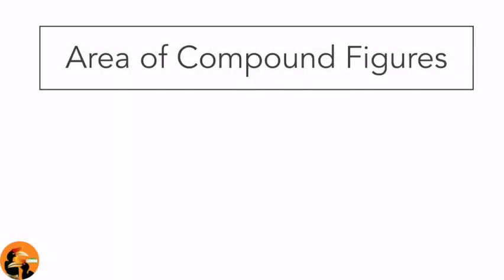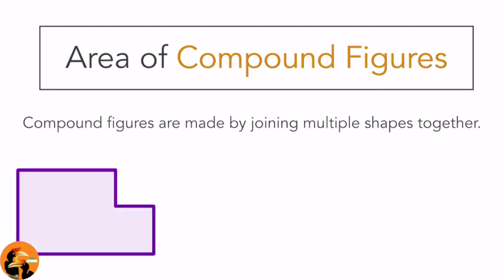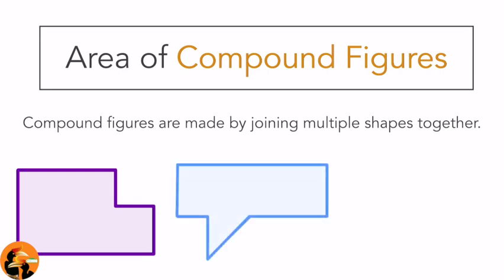What do you call a shape that's made of many shapes? And how would you find the area of that shape? In this video, we're going to learn how to calculate the area of such shapes known as compound figures. Compound figures are made by joining multiple shapes together, like this shape, for example, or this one, or this one.